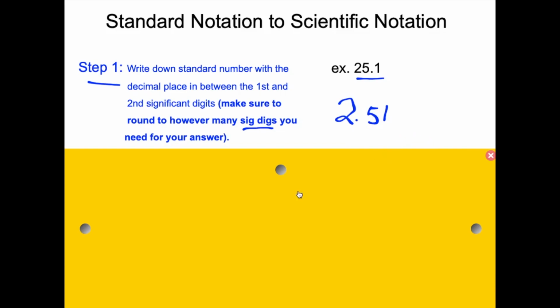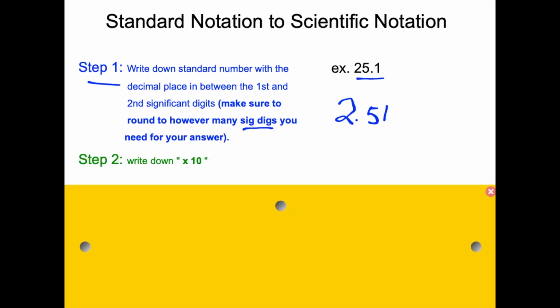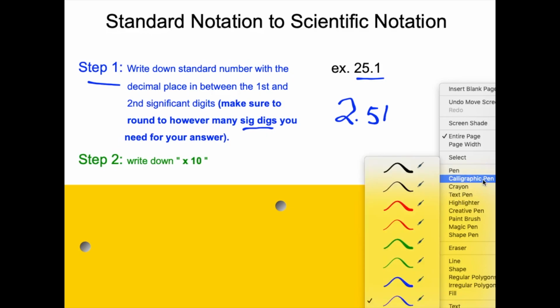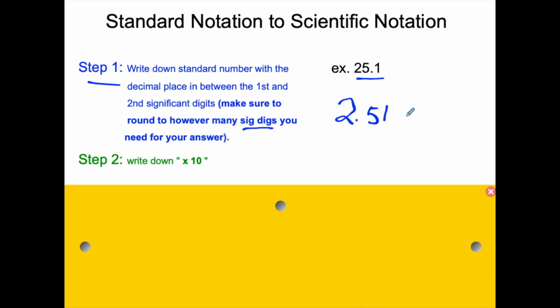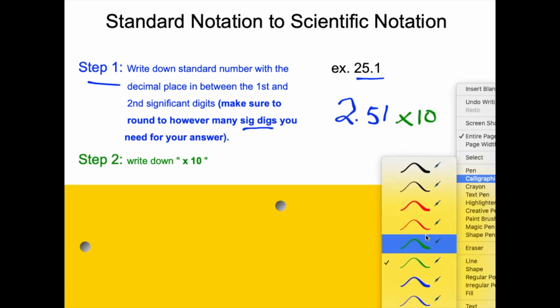Jolly good. That is step 1. Step 2, probably the hardest one. I need a fancy pen for this too. Write down times 10. Okay? Because all we're doing is converting from standard notation to scientific notation.